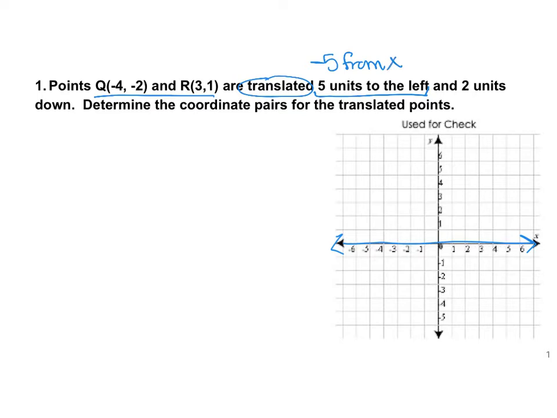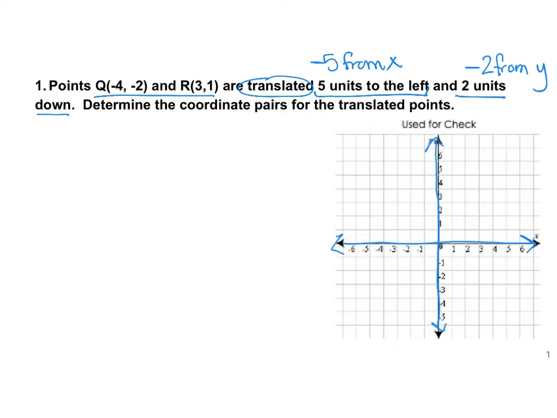If you don't have this written out on your slide, add it in. You want to do this every time, especially on the exit ticket. And then 2 units down. I'm also subtracting because y is up or down, and down would be subtract. I'm subtracting 2 from y.